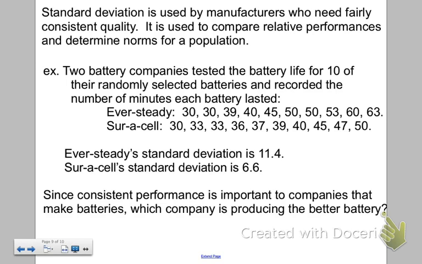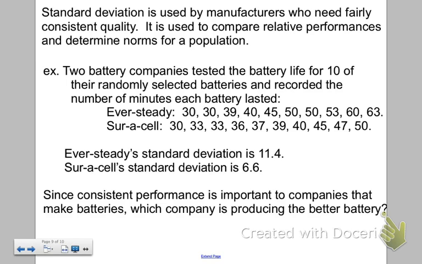Now, lucky us, we don't have to find the standard deviation, they give it to us. They tell us that Eversteady's standard deviation is 11.4 and Suracell's standard deviation is 6.6. Since consistent performance is important to companies, specifically companies that make batteries, which company is producing the better battery? Suracell is producing the better battery because their standard deviation is smaller. The smaller the standard deviation, the more consistent in quality the product is.